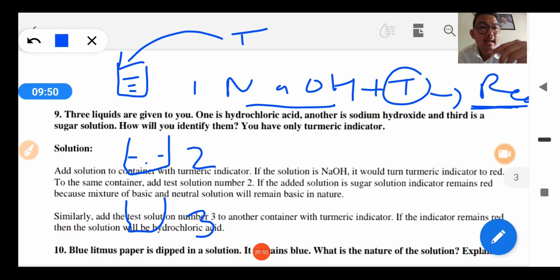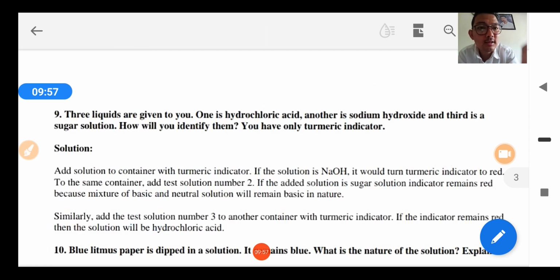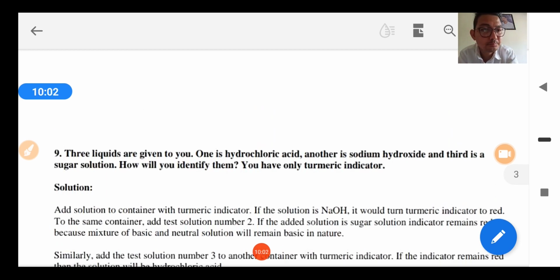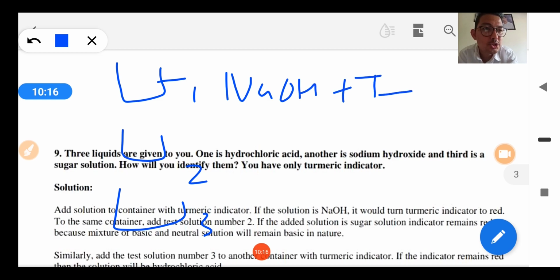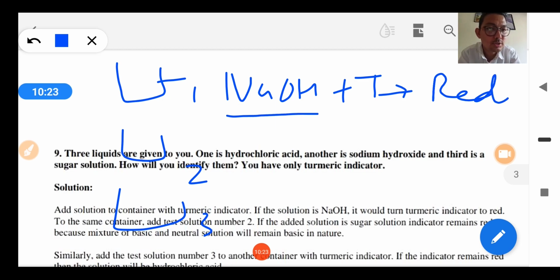Now the next solution we have to test, which is sugar solution. What is its nature? So in the second container, this was container number 1, container number 2 and container number 3. In container number 1 we had taken NaOH and we added turmeric solution, and red color indicates that NaOH is basic in nature.